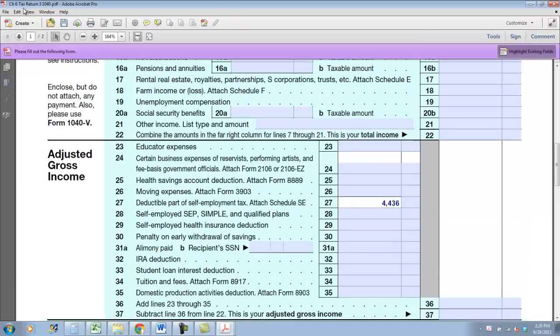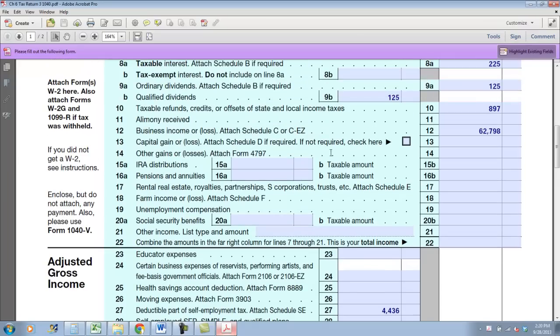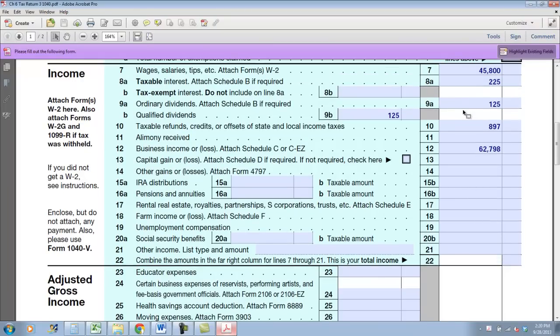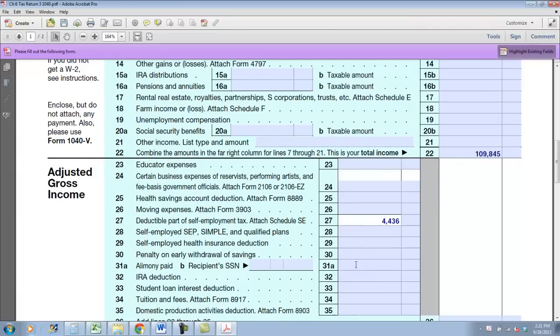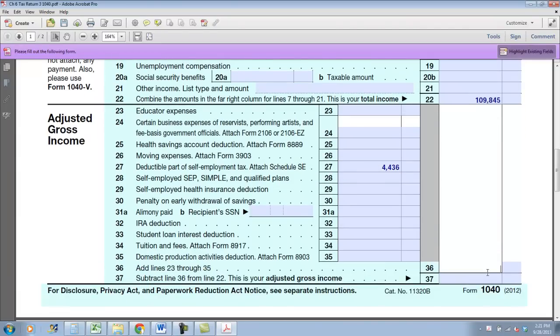Okay. So I'm going to save this just in case we have another Adobe problem. I'm done with the SE and I am done with the Schedule C. So let's go back to finishing this problem. We don't have any other income, so we're going to total lines 1 through 21. And if we add this up, it equals 109,845.